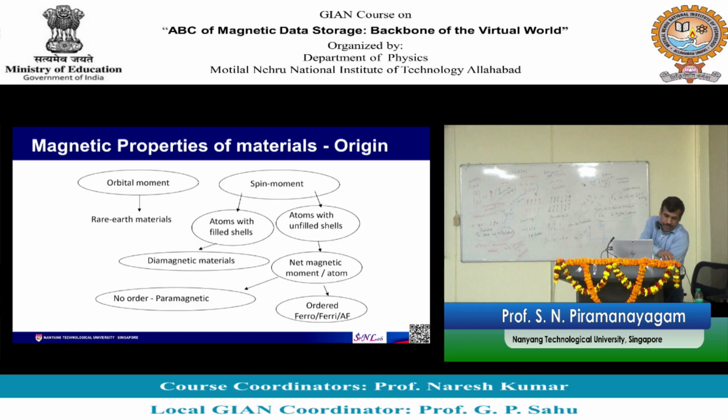So, if they are random like this, then we will get paramagnetic, and if they are ordered, here they are parallelly ordered, here they are antiparallelly ordered. So, all these are ordered materials. So, ordered spins belong to ferro, ferri or antiferromagnetic nature.